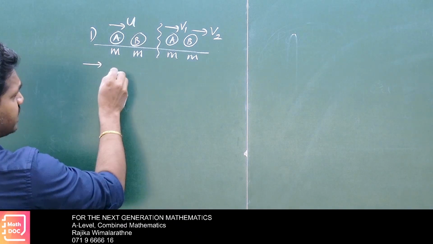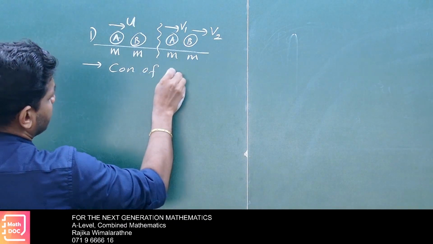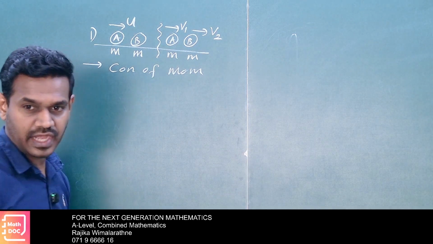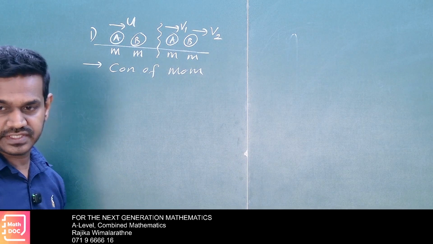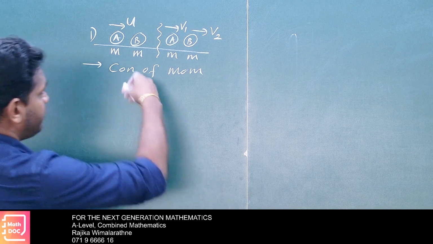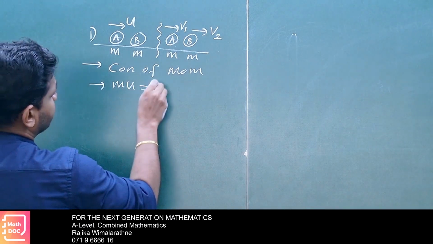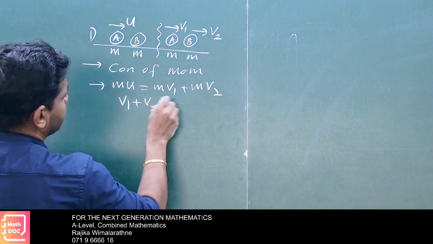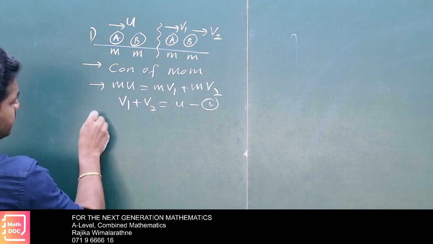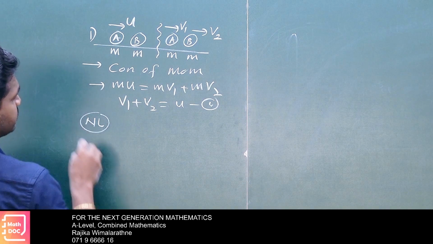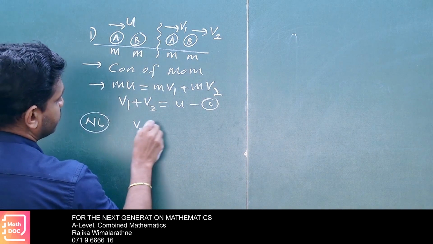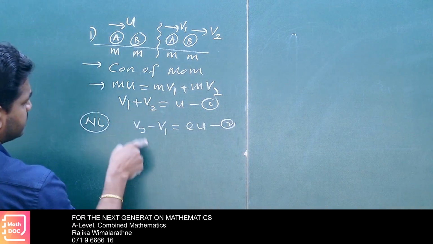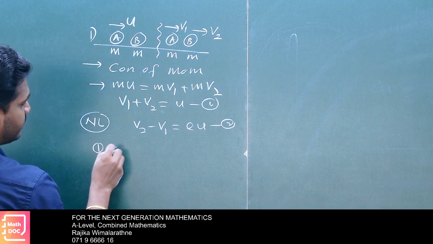Then let's apply conservation of momentum. Later we will change conservation of momentum to I equals delta m. But for now, you apply conservation of momentum and Newton's law only. Then mu equals mv1 plus mv2. Then v1 plus v2 equals u, the first relation. Then apply Newton's law: the relative velocity after collision, v2 minus v1, equals e times the relative velocity before collision. Now we have two equations. Then find v1 and v2.